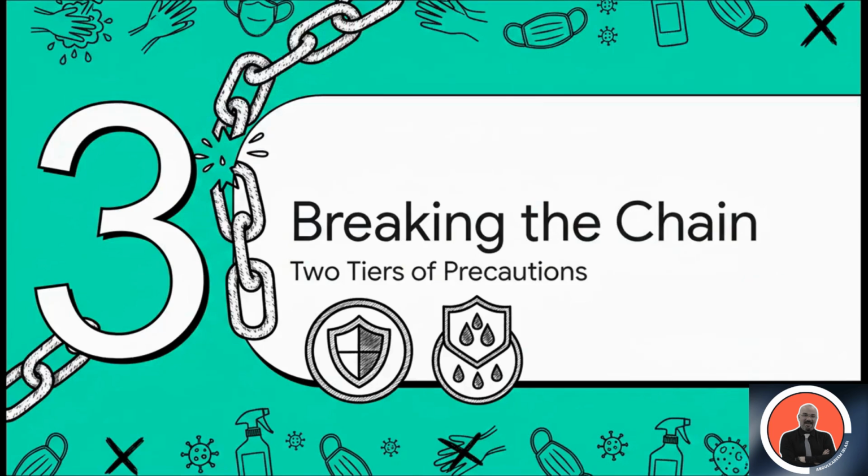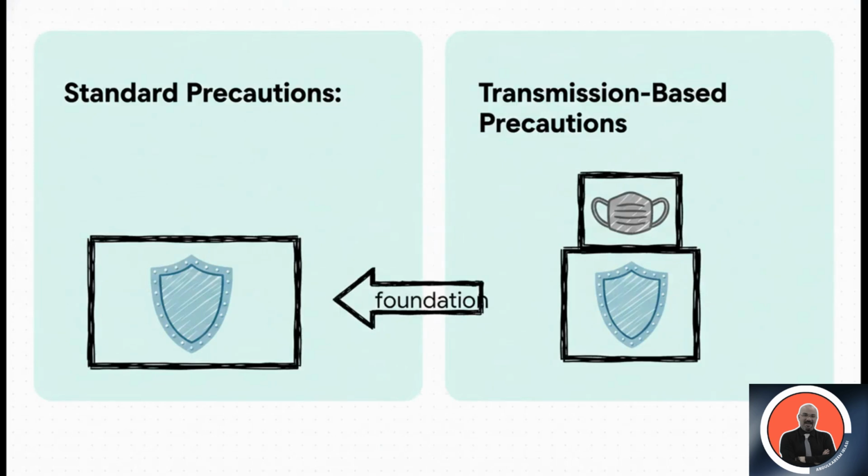Now that we know the chain, the big question is, how do we break it? Well, this is where our practical tools come into play. In healthcare, we use a really smart two-tiered system of precautions to get the job done. Think of it like this. On one side, you have standard precautions.